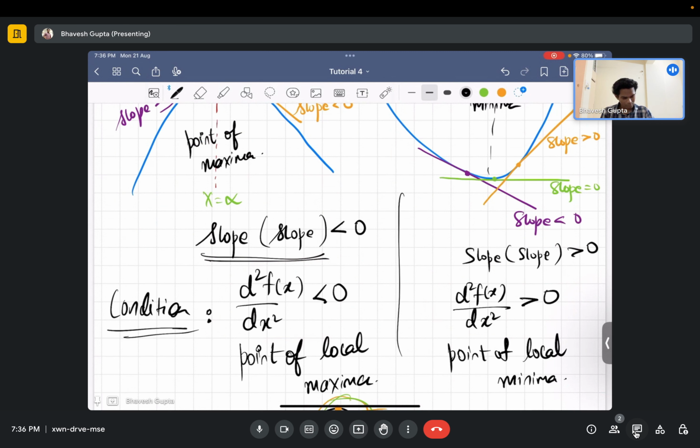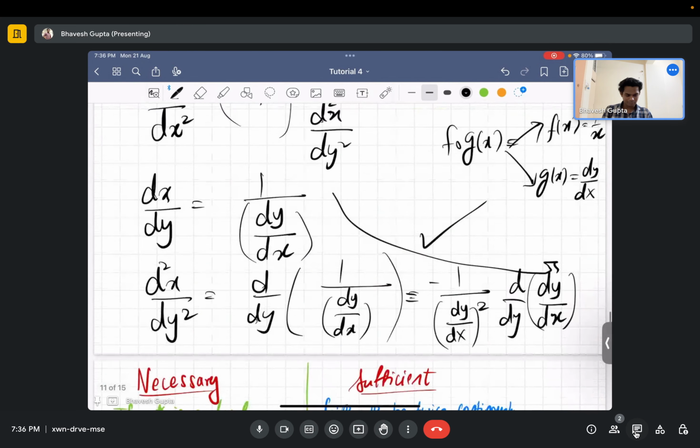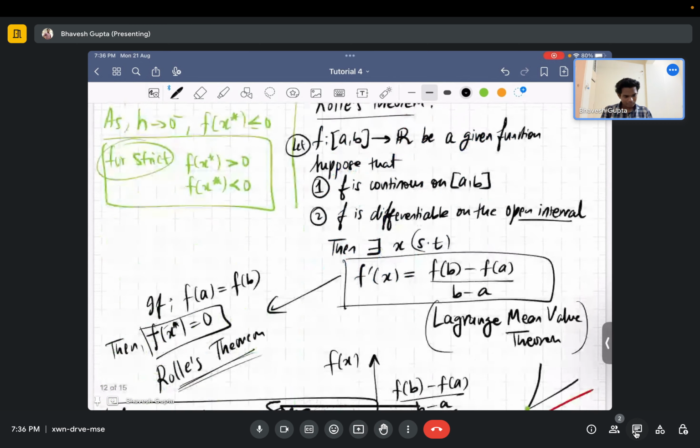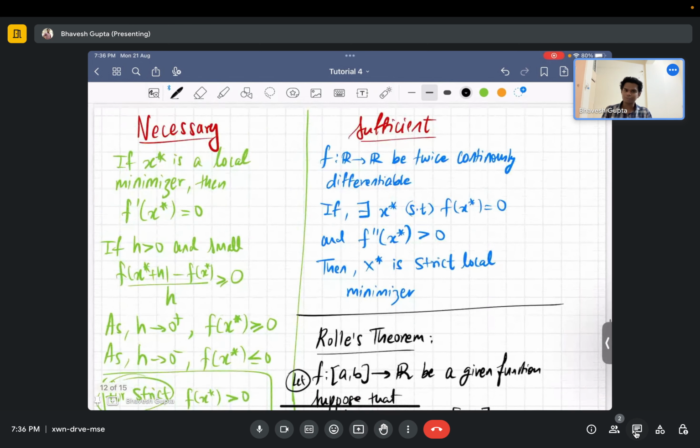Okay, and this is also a condition. So you can check by checking this condition whether this point is a maximum, minimum, or what. Now we will come to necessary and sufficient conditions.